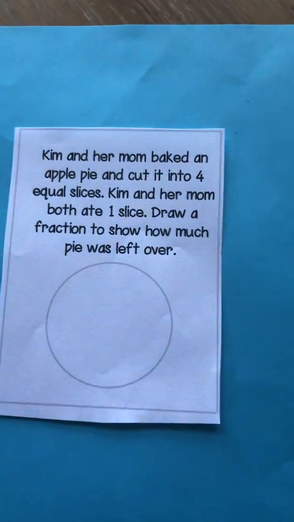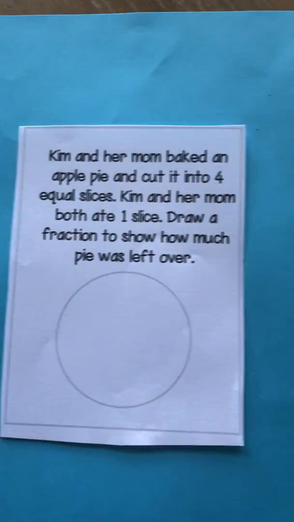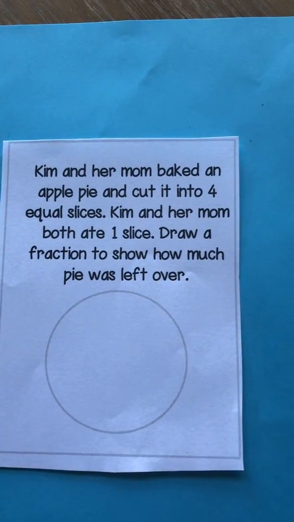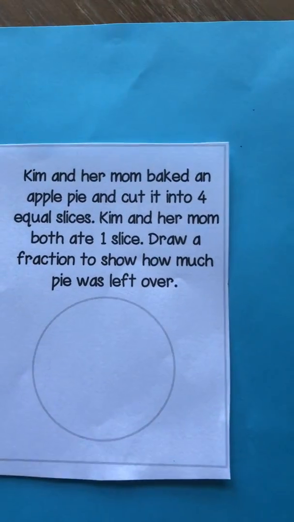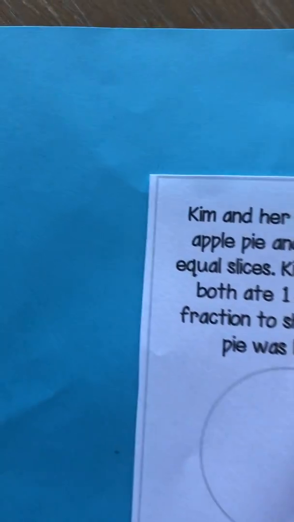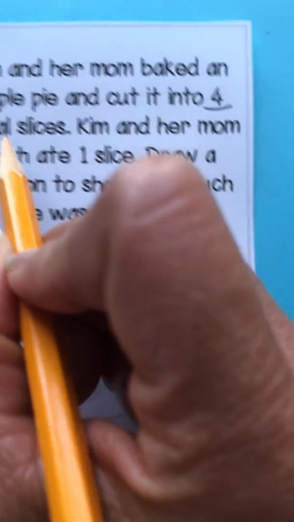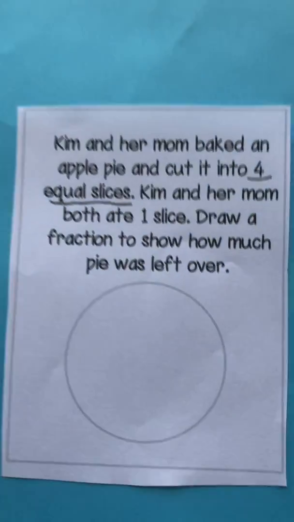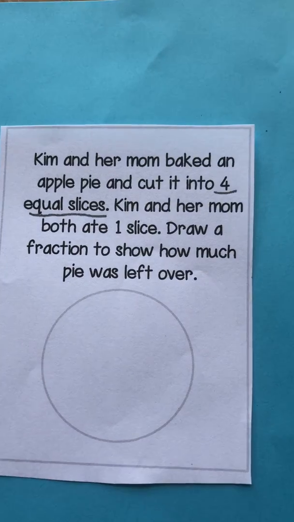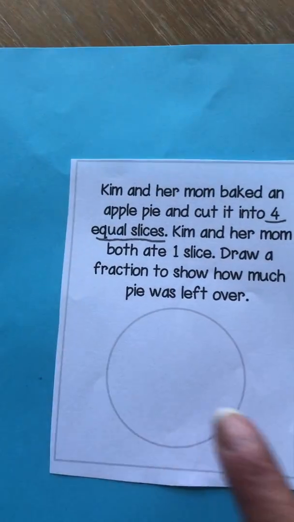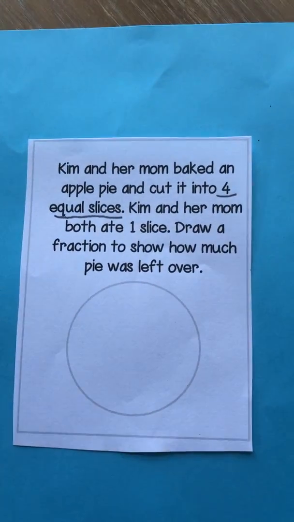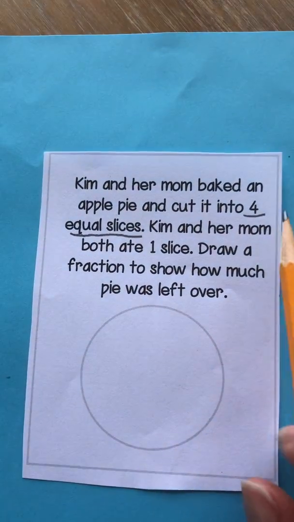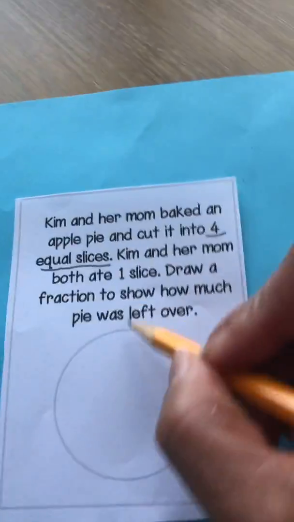Again, let's underline some key information that will help us to solve this problem. Kim and her mom baked an apple pie and they cut it into 4 equal slices. So that's important information. So let's take our model and we're going to draw our pie that they baked into how many slices? 4. So that's pretty easy, right?